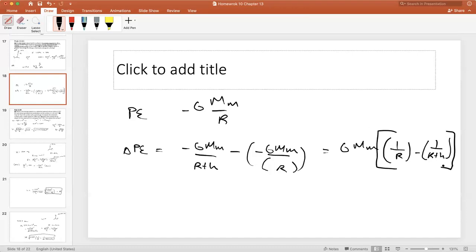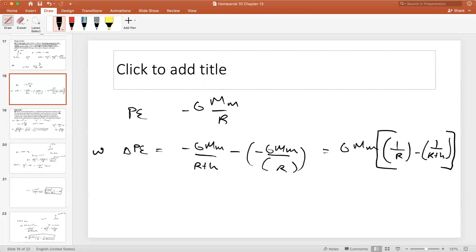GM over GMM. Okay, and we can see that because R plus H is going to be bigger than R, this is going to give us some positive work, okay? Some positive energy. That's what we want. This is the energy that we have to put in to the orbit to move it out there. So the change in potential energy is the work that we have to do against gravity to move it out there. That's kind of difficult to understand. The signs get all messy, and yeah, so that is the work.